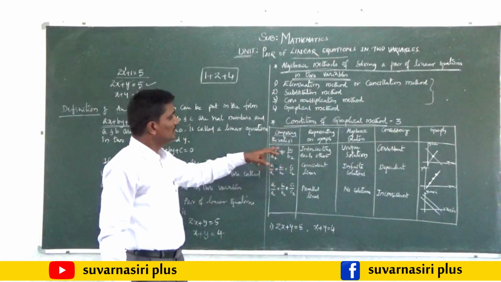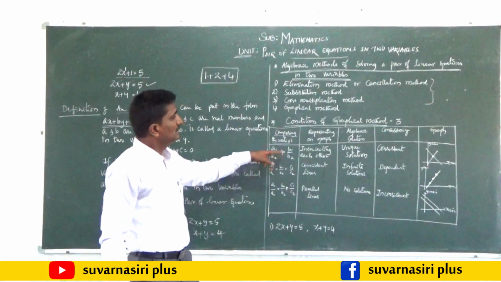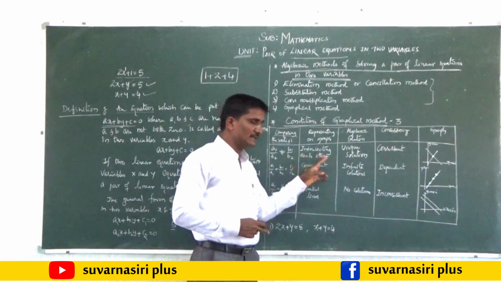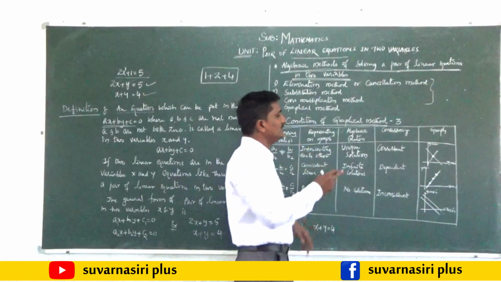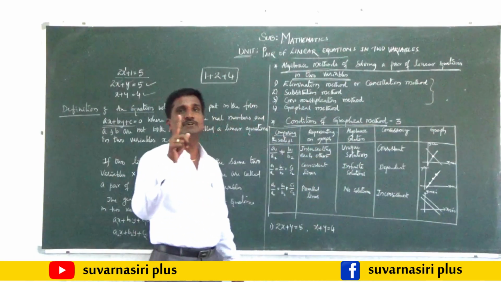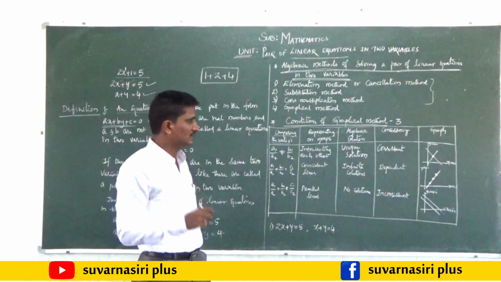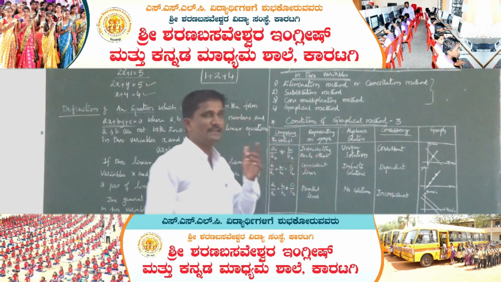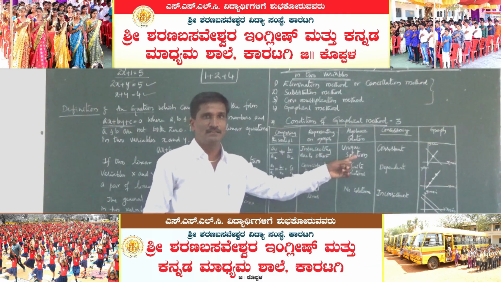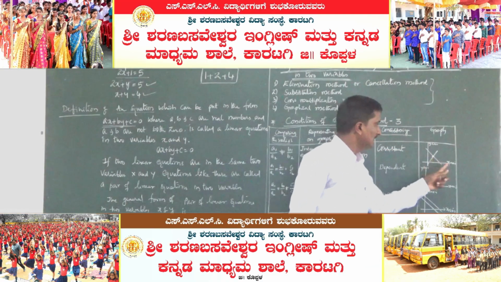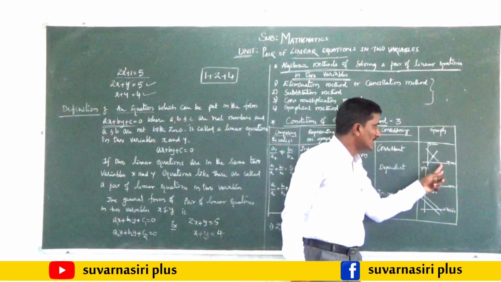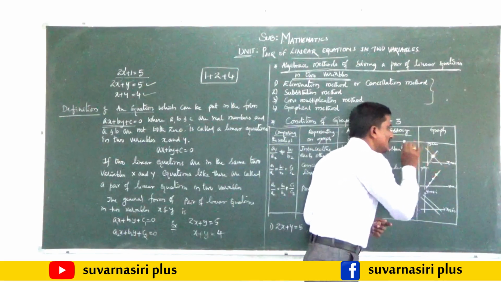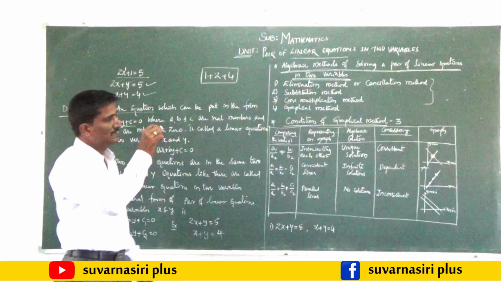In this condition, once you draw this type of equations, we get the graph where the 2 lines are intersecting each other. Once the 2 lines are intersecting each other, we get only one solution, that is a unique solution. About consistency, if the 2 lines are intersecting, we call it consistent. How is the graph? Like this: x-axis, y-axis. After drawing the graph, you get the 2 lines intersecting at exactly one point. This is the point of solution of the pair of linear equations.